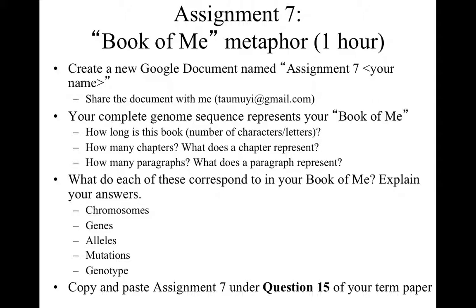Please explain your answers. It's important to note that there is not necessarily one correct answer. I am much more interested in your reasoning to justify your answers. When you're done, first make sure you've shared the document with me, and then copy and paste your answers under question 15 of your term paper.